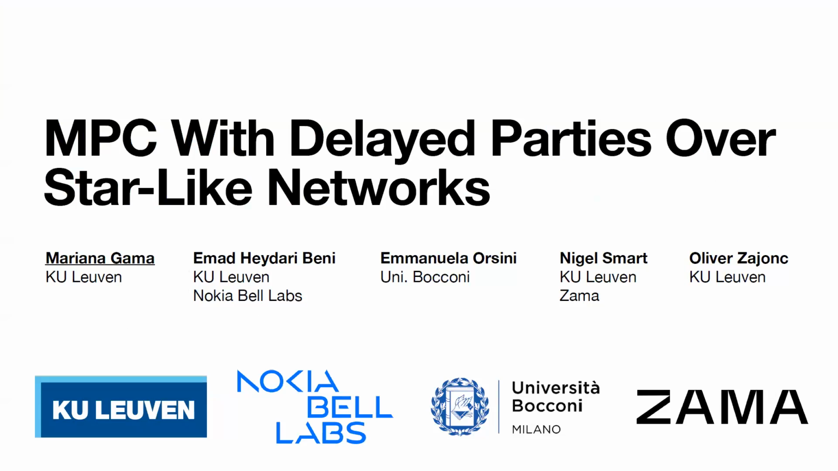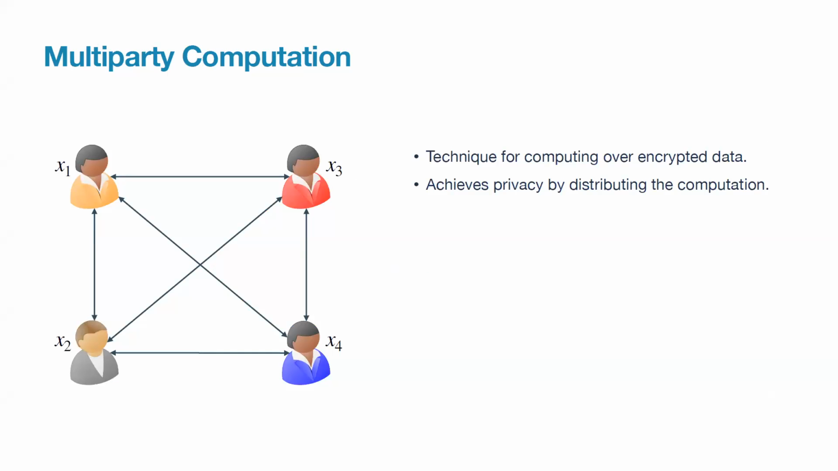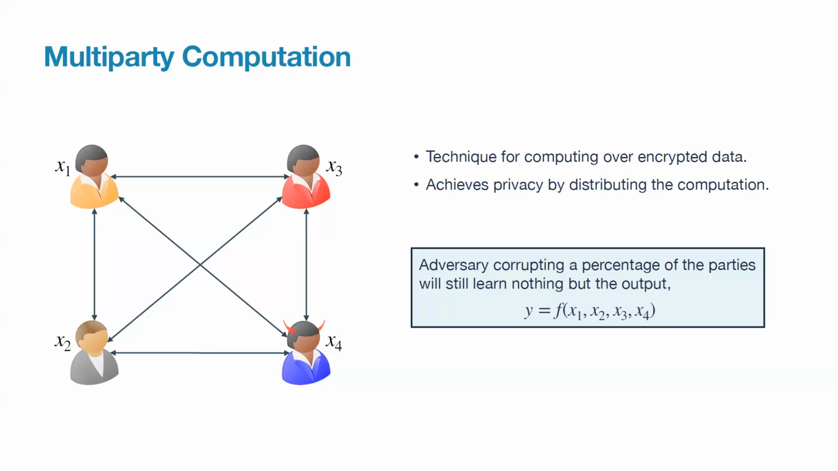So hello everyone, I will be talking about a new multiparty computation protocol where we take into consideration two major constraints that are commonly found in deployed systems. This is joint work with Emad, Emanuela, Nigel, and Paul. MPC has already been defined in previous talks. Essentially, the goal is to allow a group of parties to compute a joint function over their inputs. Even if there is an adversary controlling some percentage of the parties, the adversary shouldn't learn anything other than the final output.